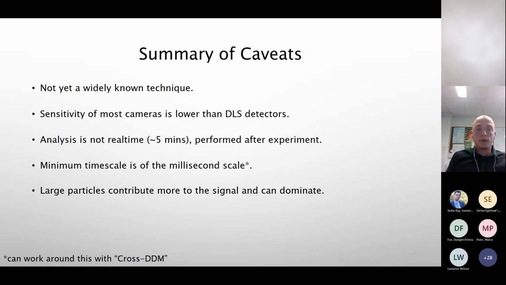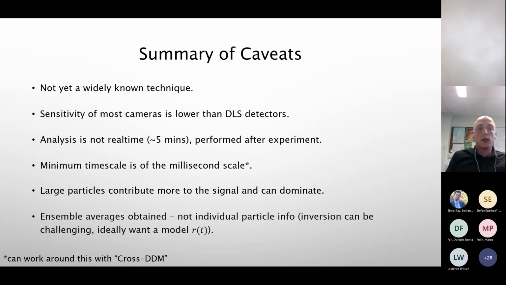And then you've got all the same disadvantages you've got with DLS. For example, your large particles contribute more to the signal and will dominate it if you don't do something about it. And you only get ensemble averages, so you don't get information on individual particles. Inverting this can be quite challenging in the best case. If you've got a model that you can fit to it, you can extract parameters quite nicely. But if you want information on individual particles, or very localized information that isn't averaged over time and space, you need to look to other techniques. An example of that is the holographic microscopy that Lawrence is going to talk about.